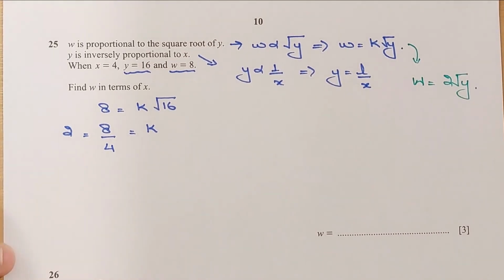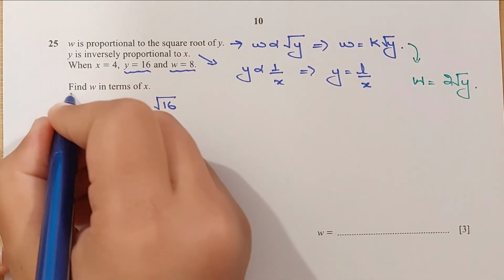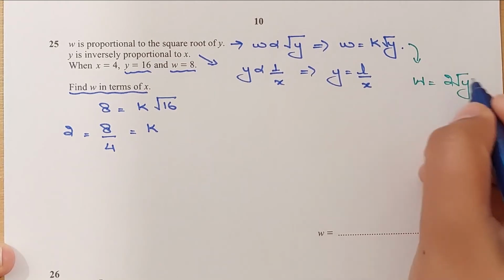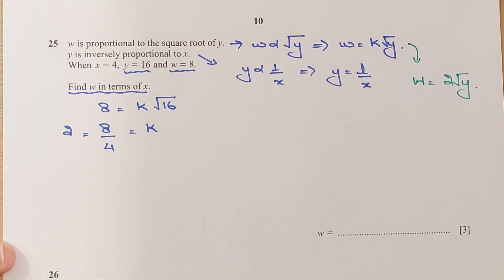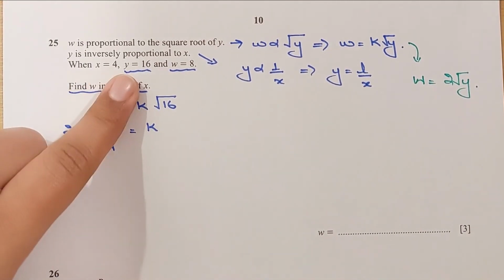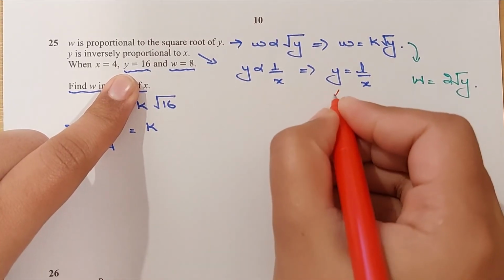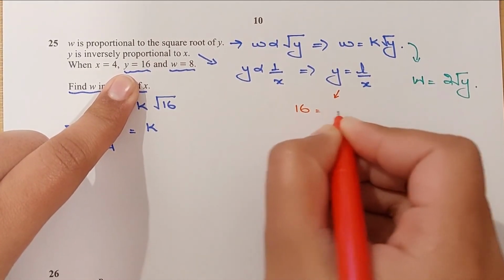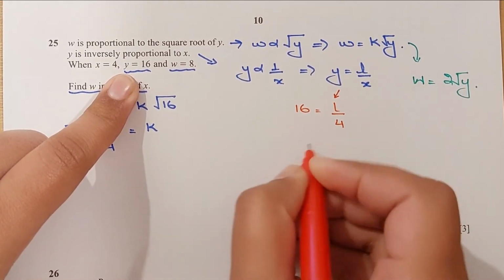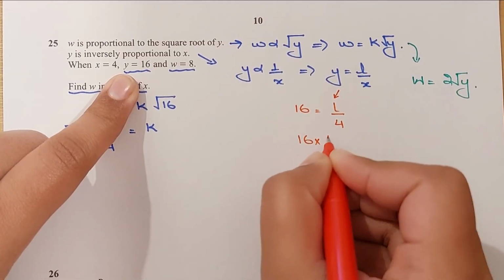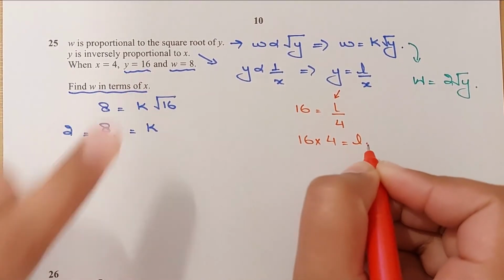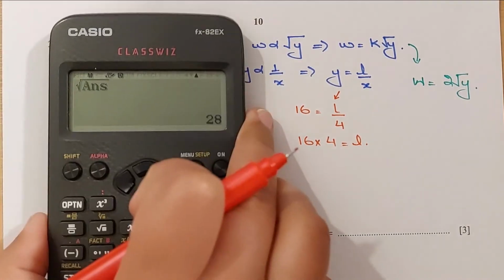Right. Now let me solve for y, because we need to find w in terms of x, not in terms of y. Right. Okay, now we have when x is 4, y is 16. So here the y is 16 equals to L divides 4, and to get the L value, 16 times 4 equals to the constant L. So what is 16 times 4?